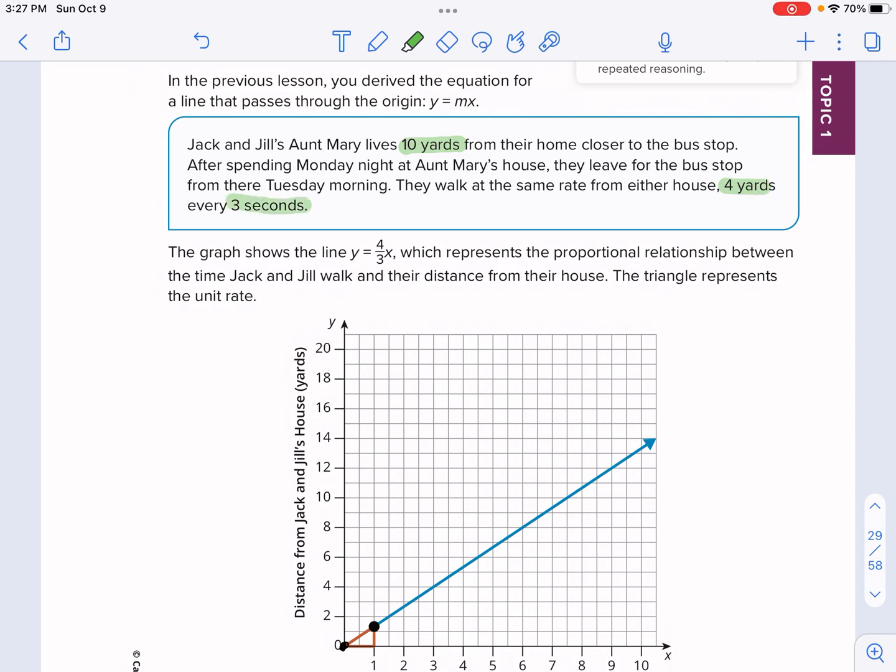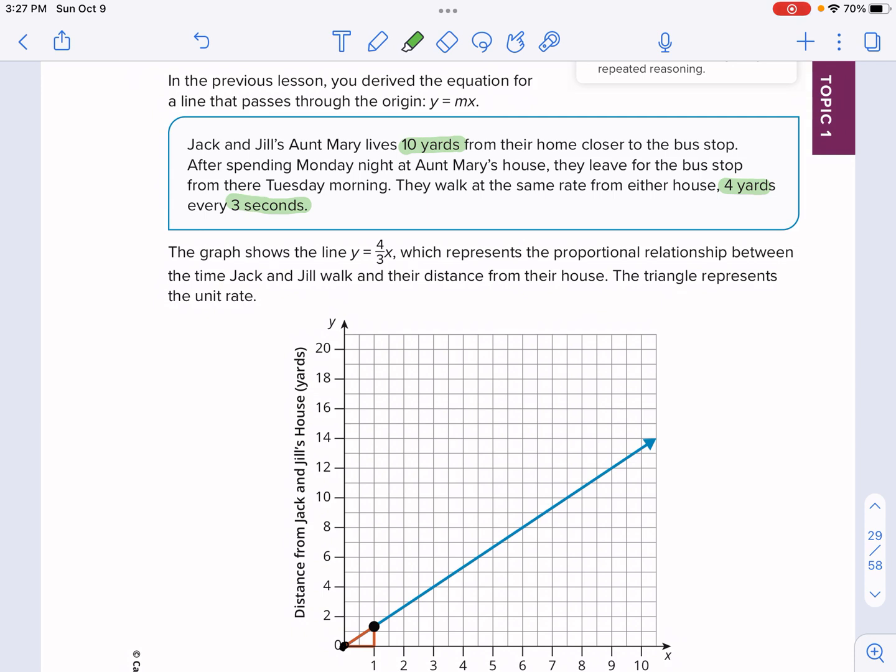So again, to summarize this, 4 yards is about the height of the classroom. It's a little bit more than that, but you're walking that distance in 3 seconds. Okay, so the graph y equals 4/3 x is already graphed for us. It's a proportional relationship, and this represents Jack and Jill's walk from their house.